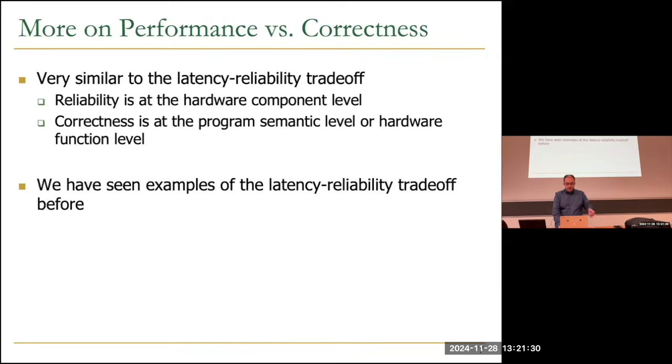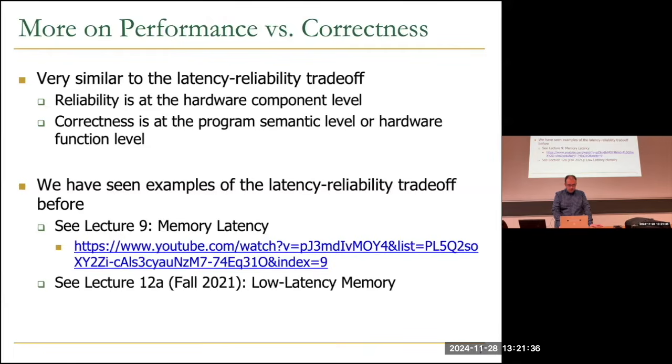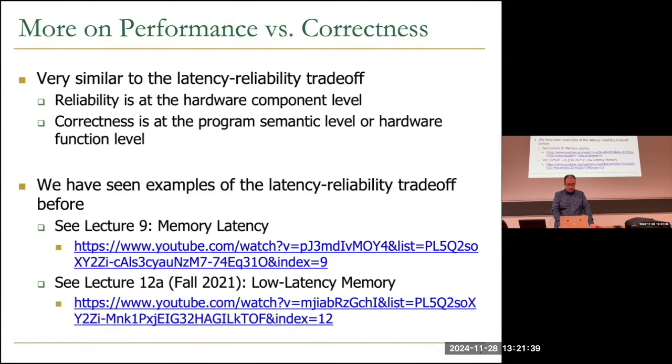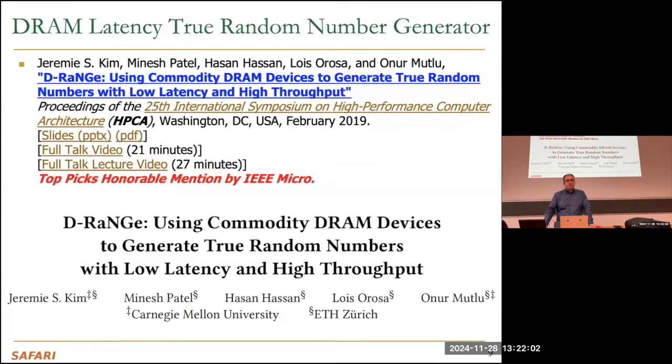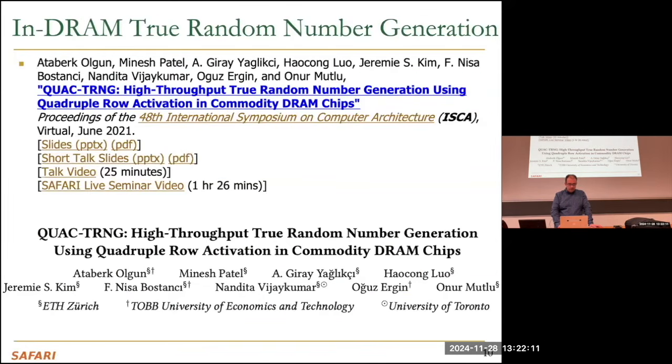And of course, we have seen examples of latency-reliability trade-off before, like lecture 9, memory latency. These are from previous lectures, but you can see the links to the YouTube later. We also show that sometimes you can use these trade-offs for doing something useful, like a DRAM PUF: when you violate timings, there are some cells that always fail, and you can use them as a signature of your device. Or you can use this trade-off to provide random number generation in this work, and also QUAC-TRNG in another one.